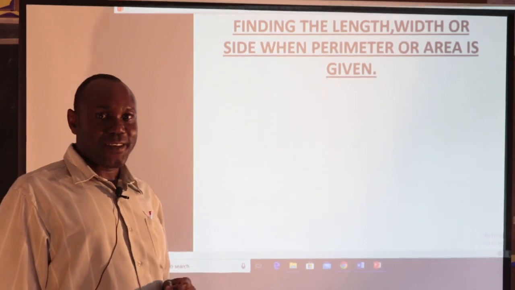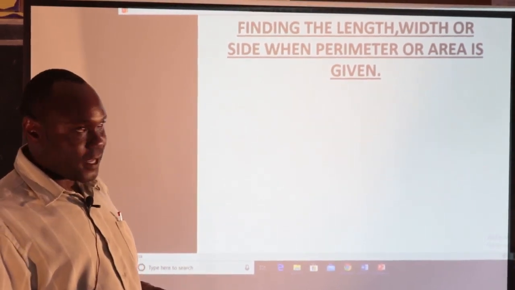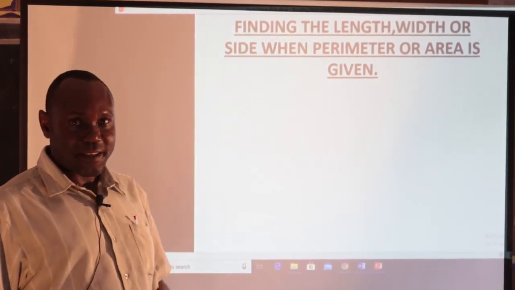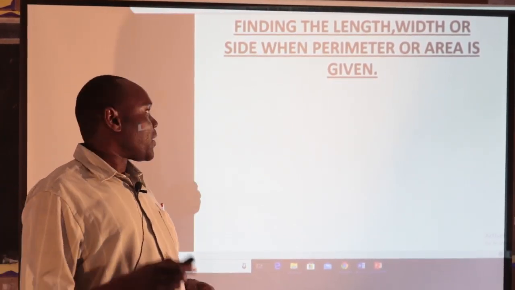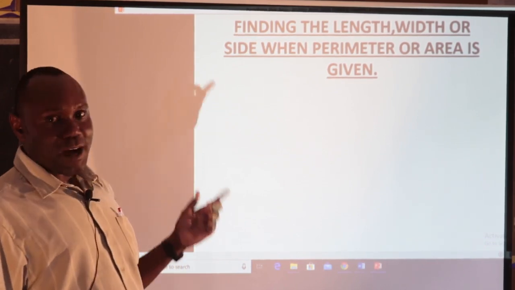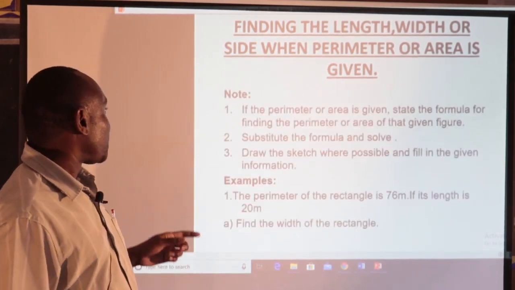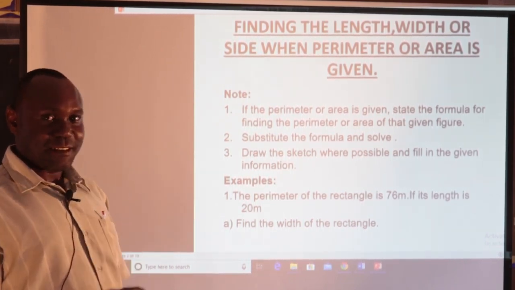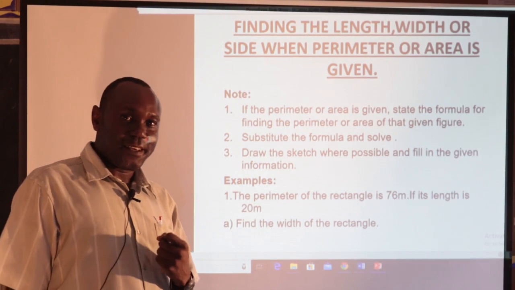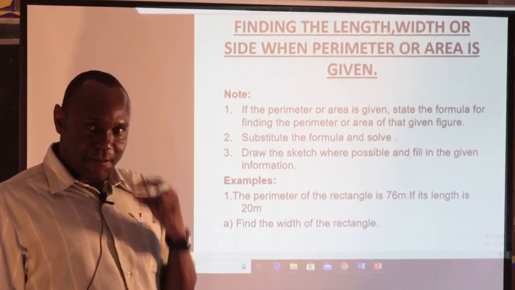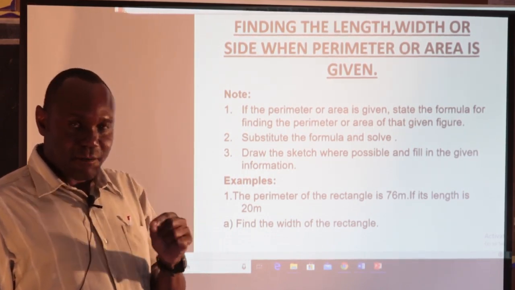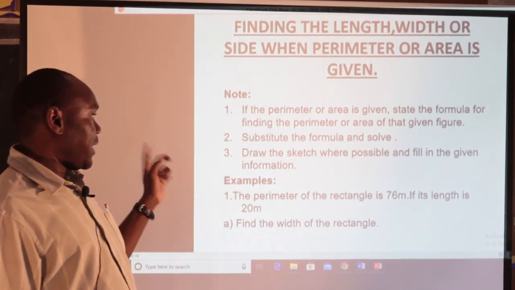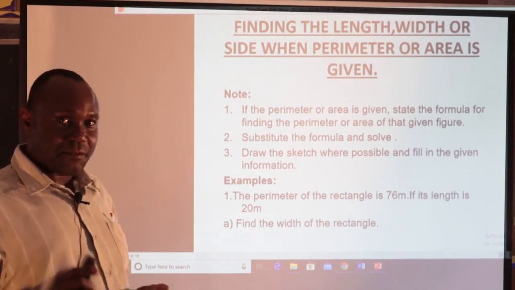But before we look at how to find the length, the width, or the side when the perimeter or the area is given, there are certain points you must have in mind before you begin working out. Our point number one: if the perimeter or area is given, the most important thing is that you must first state the formula. Write the formula for finding the area or the perimeter of that given figure.